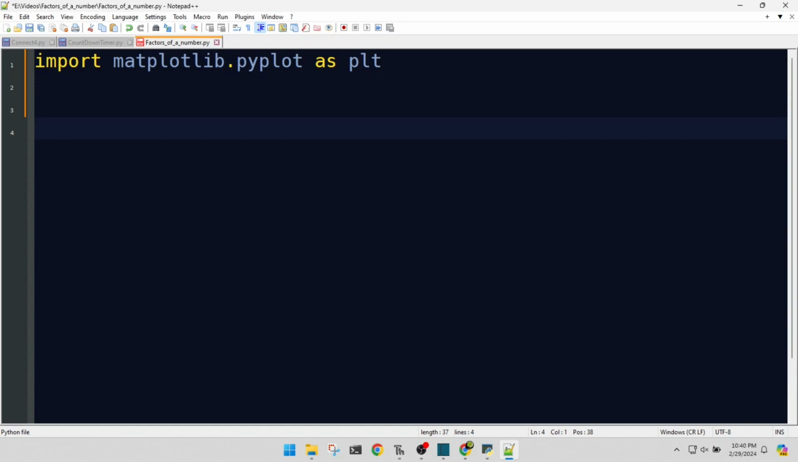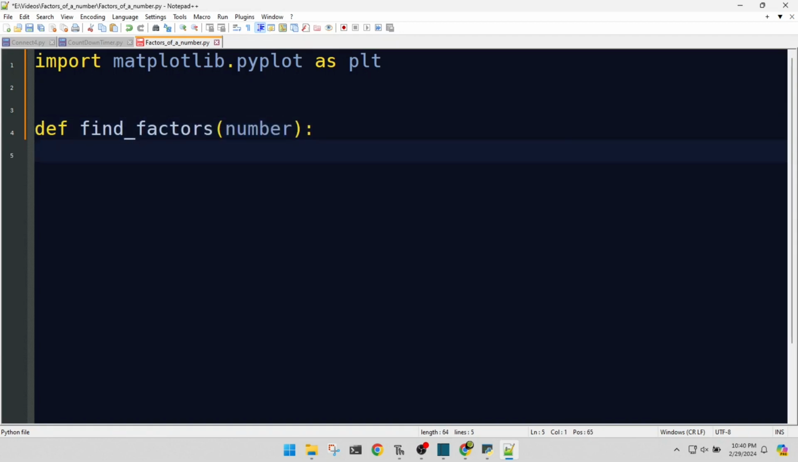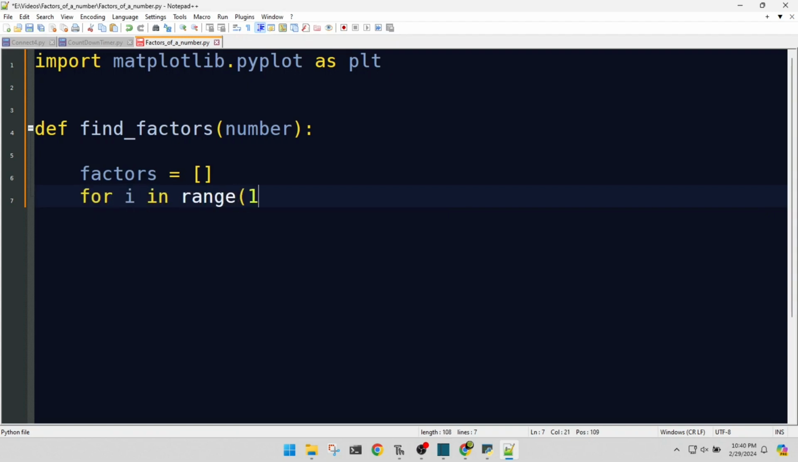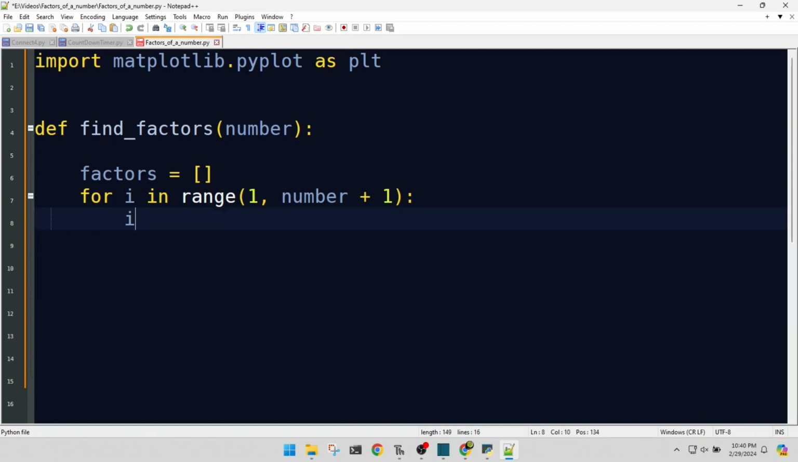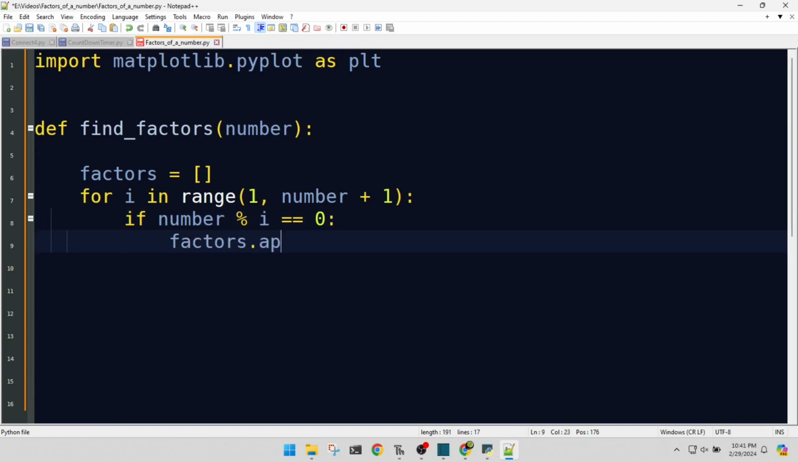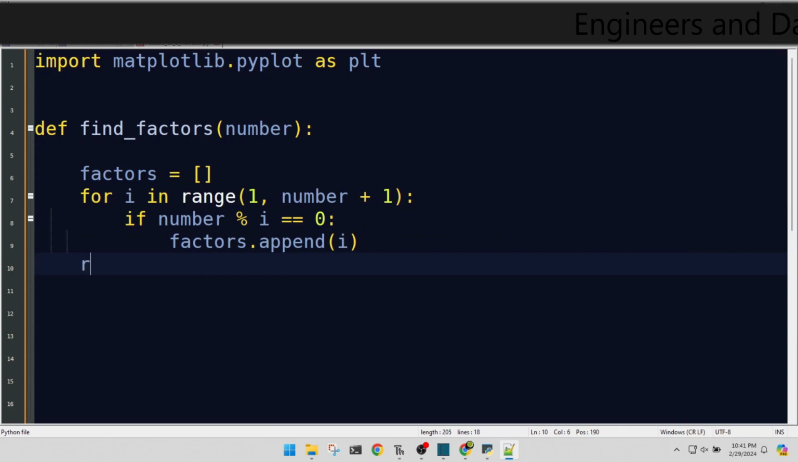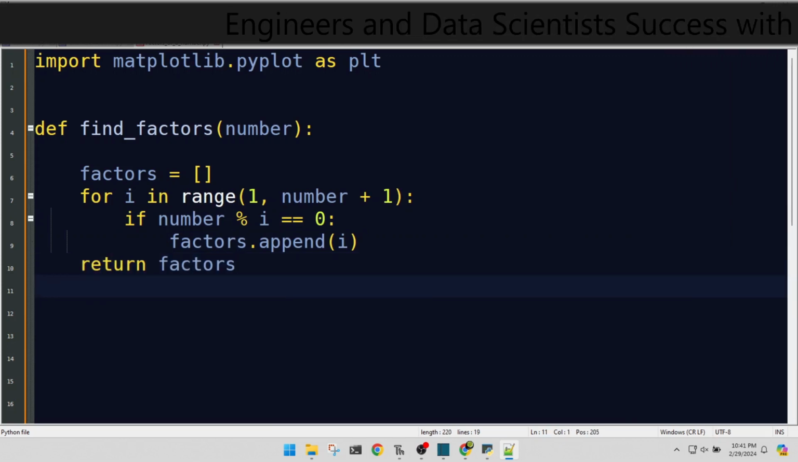Function to find factors of a given number. Embark on a quest to unveil the factors, the building blocks of our number. A factor discovered, a perfect division, no remainder left behind. The list of factors, a complete set, returned to the caller.